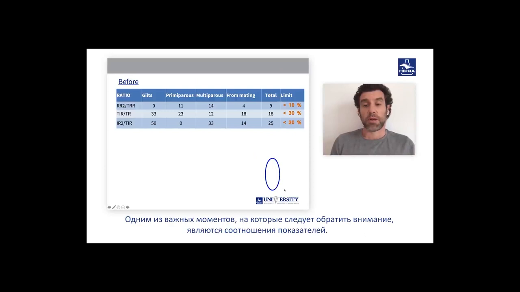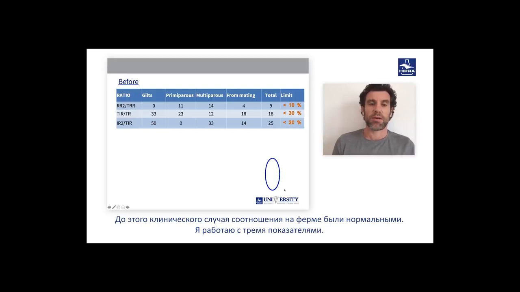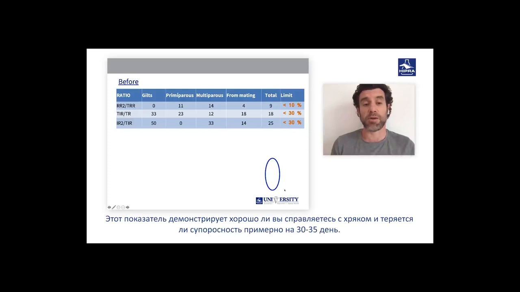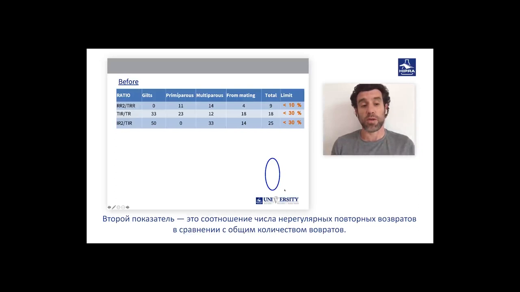One point that is important to put the focus on is the ratios. As you can see here, in the healthy situation before the clinical case, the ratios are completely normal. I work with these three ratios: regular rebreedings in comparison with the total rebreedings, a ratio that only measures if you are doing things well with the board, or if you are losing pregnancies around day 13-35; total irregular rebreedings in comparison with the total rebreedings; and irregular rebreedings in comparison with the total regular rebreedings.